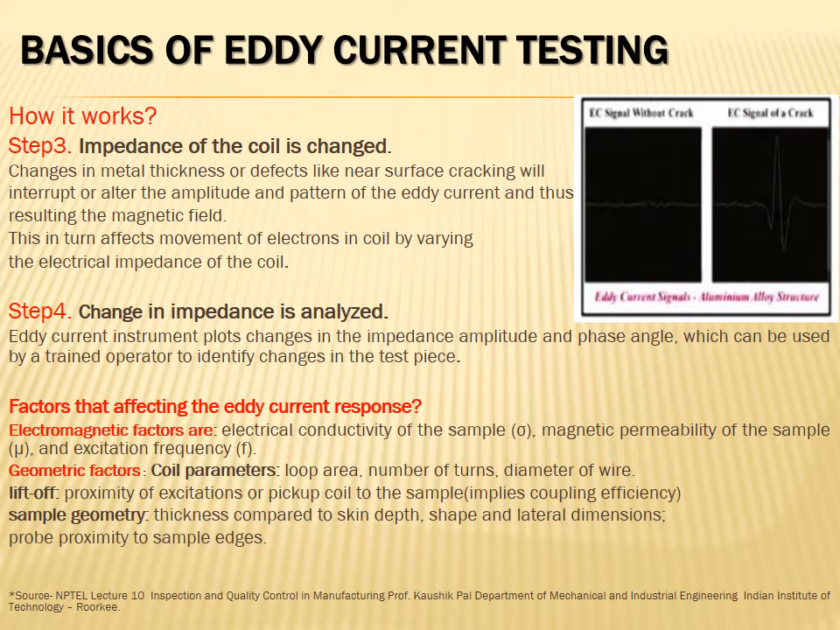Okay, the sample geometry, what we are going to test, is also important. So the thickness compared to skin depth, as we already know what skin depth is. Okay, that is the depth of penetration where the eddy current is 37% as strong as at the surface. Okay, and the shape and the lateral dimension, proximity to sample edge. So these are important.